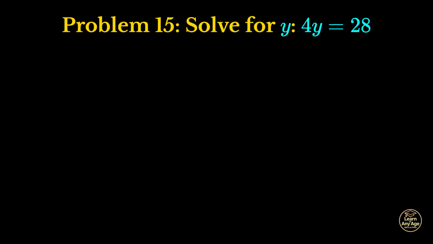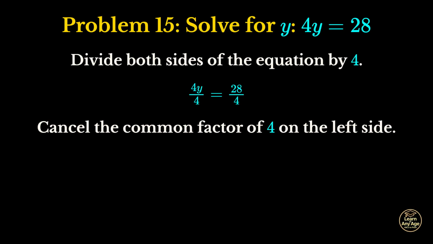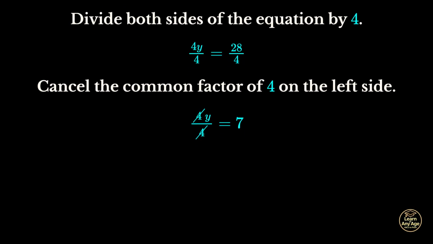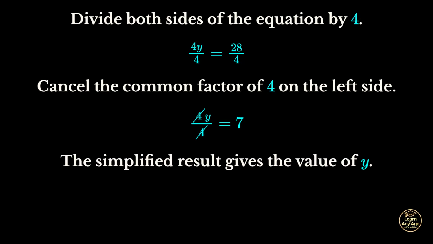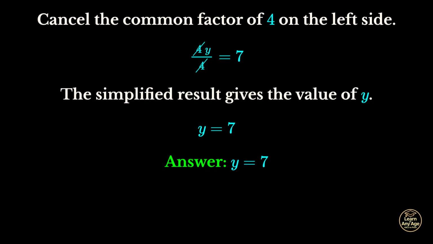Problem 15, solve for y over 4 equals 28. Divide both sides of the equation by 4. y over 4 equals 28 over 4. Cancel the common factor of 4 on the left side. 4 cancelled out, y over 4 cancelled out equals 7. The simplified result gives the value of y. y equals 7. Answer, y equals 7.